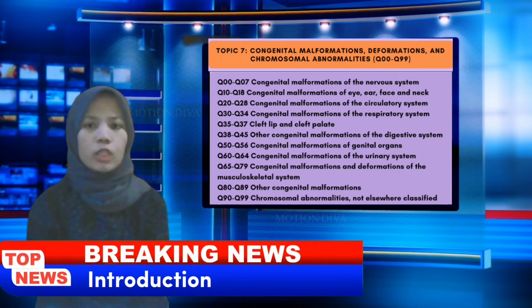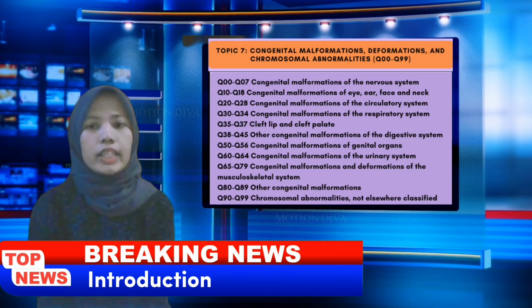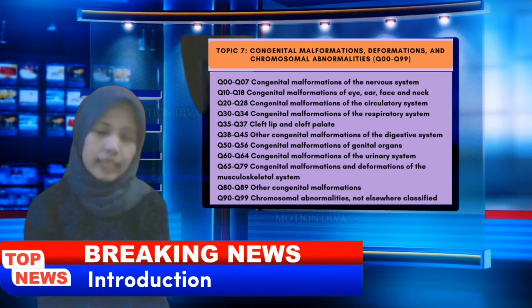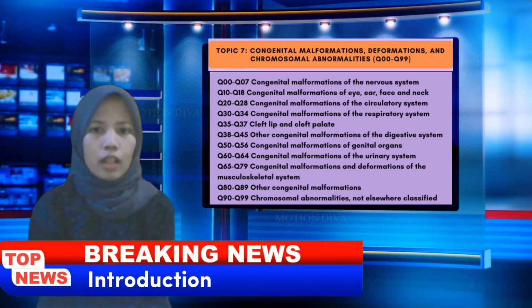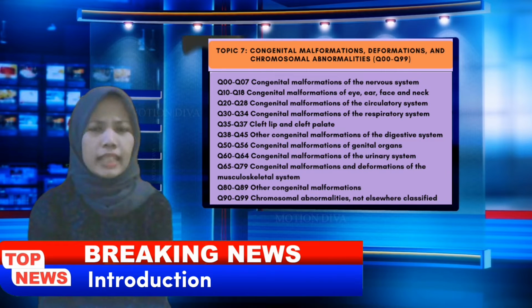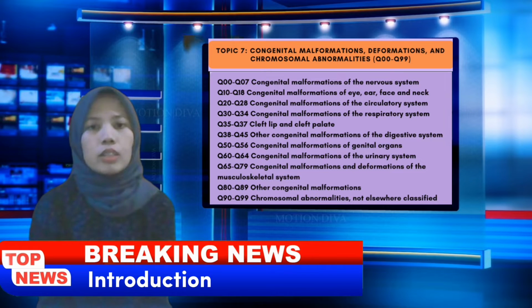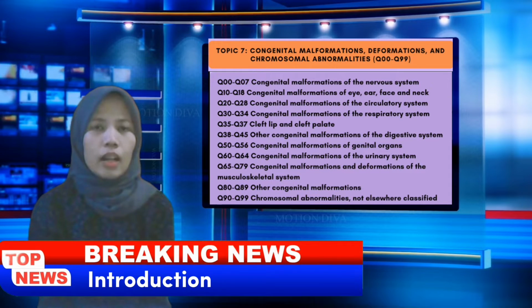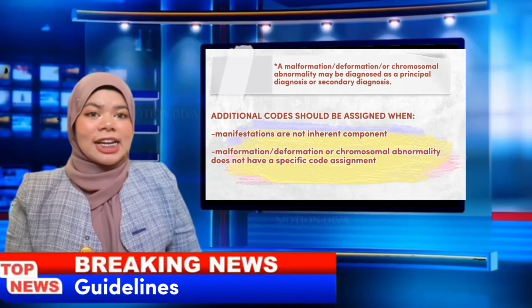Ten, this block reports conditions such as malformation of the breast, skin, and integument. And lastly, eleven, the code reports conditions such as Down syndrome, trisomy 18 and 13, other trisomies, sex chromosome abnormalities, and other chromosome abnormalities.